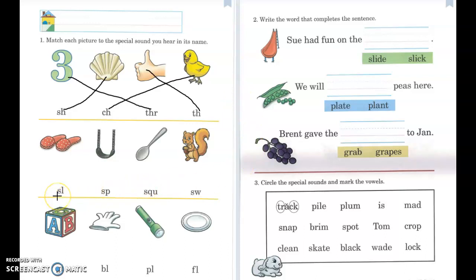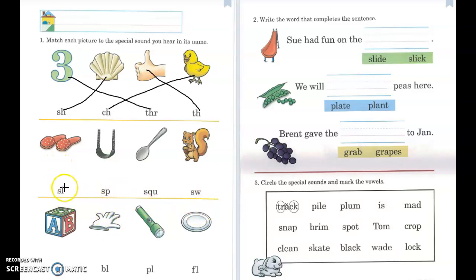So in the middle here, we're going to work with some blends. We have SL, SP, SQU, and remember the rule with Q? You'll never find a Q without a U. And then we have SW. So SL says sl, SP says sp, SQU says squ, and SW says sw. In each of those, these are blends because you still hear both consonant sounds, okay?